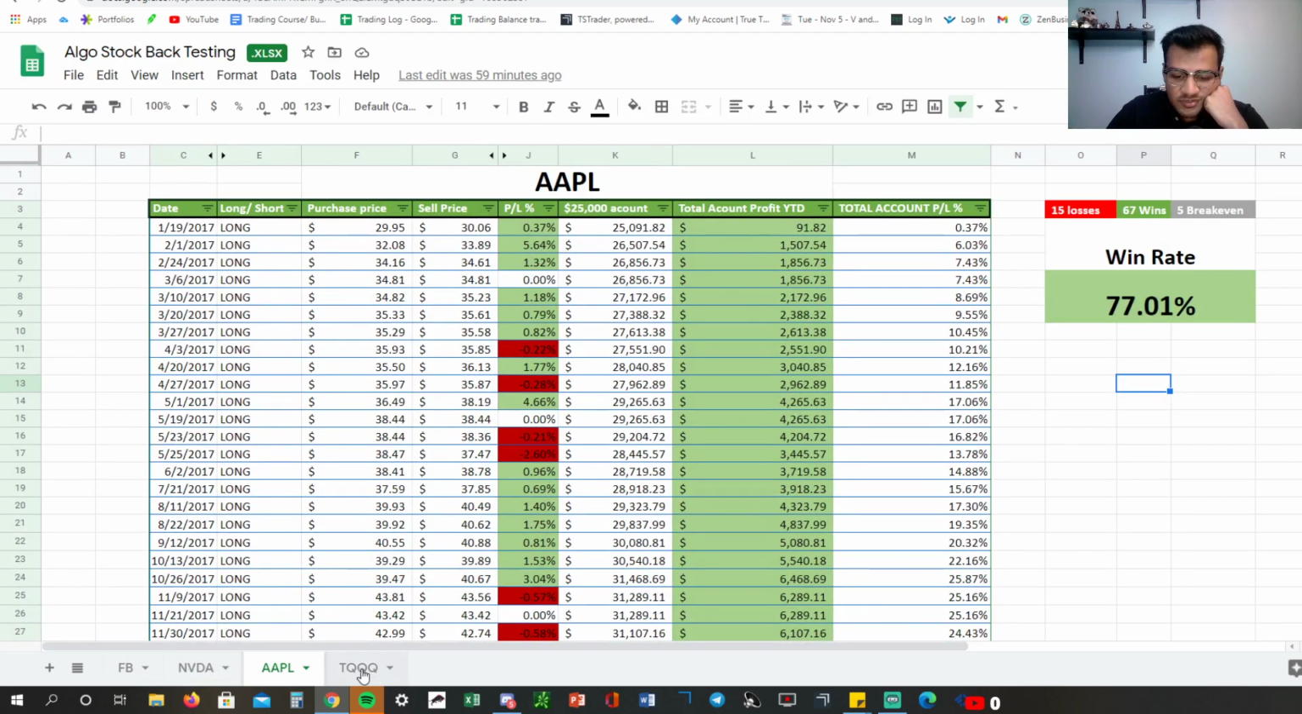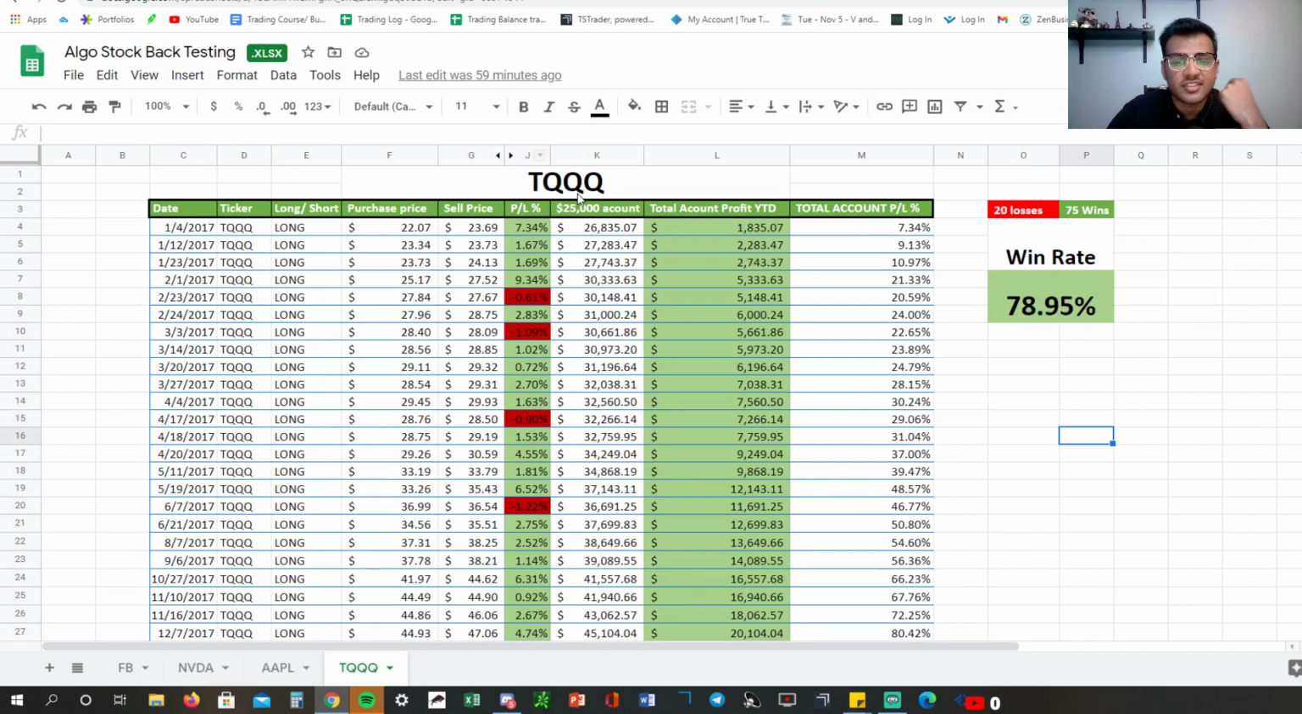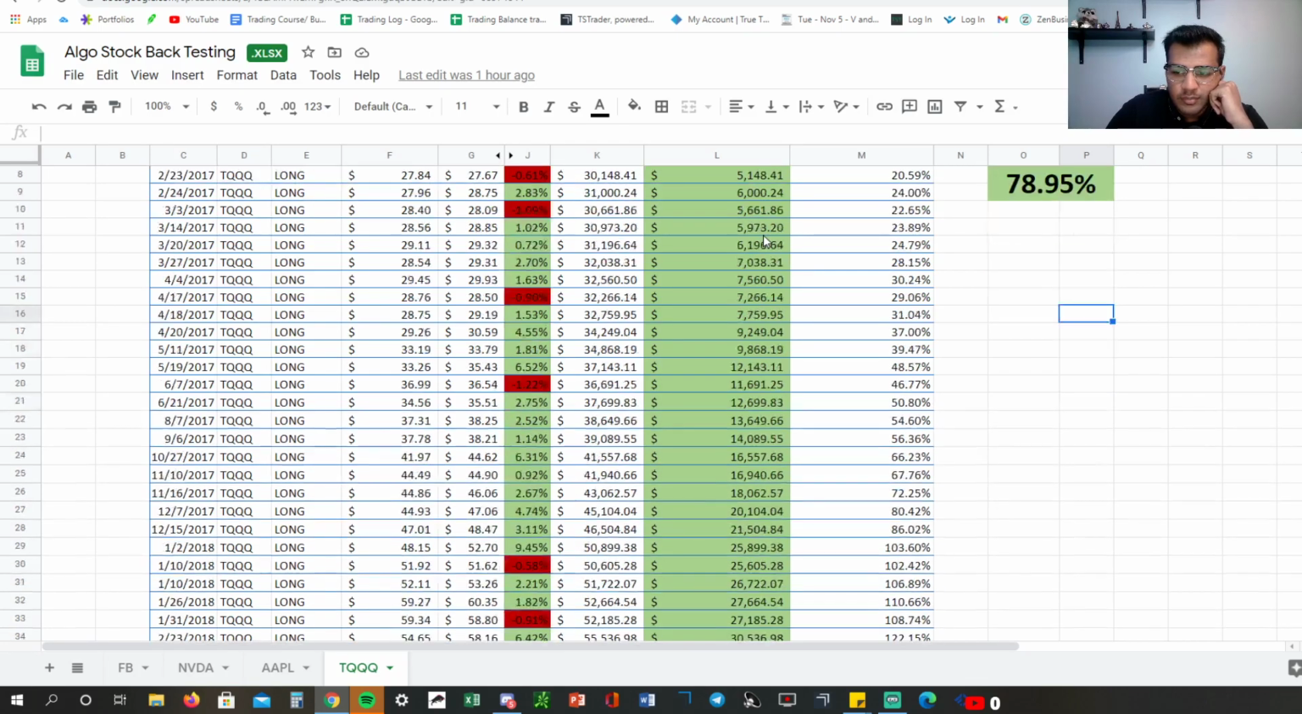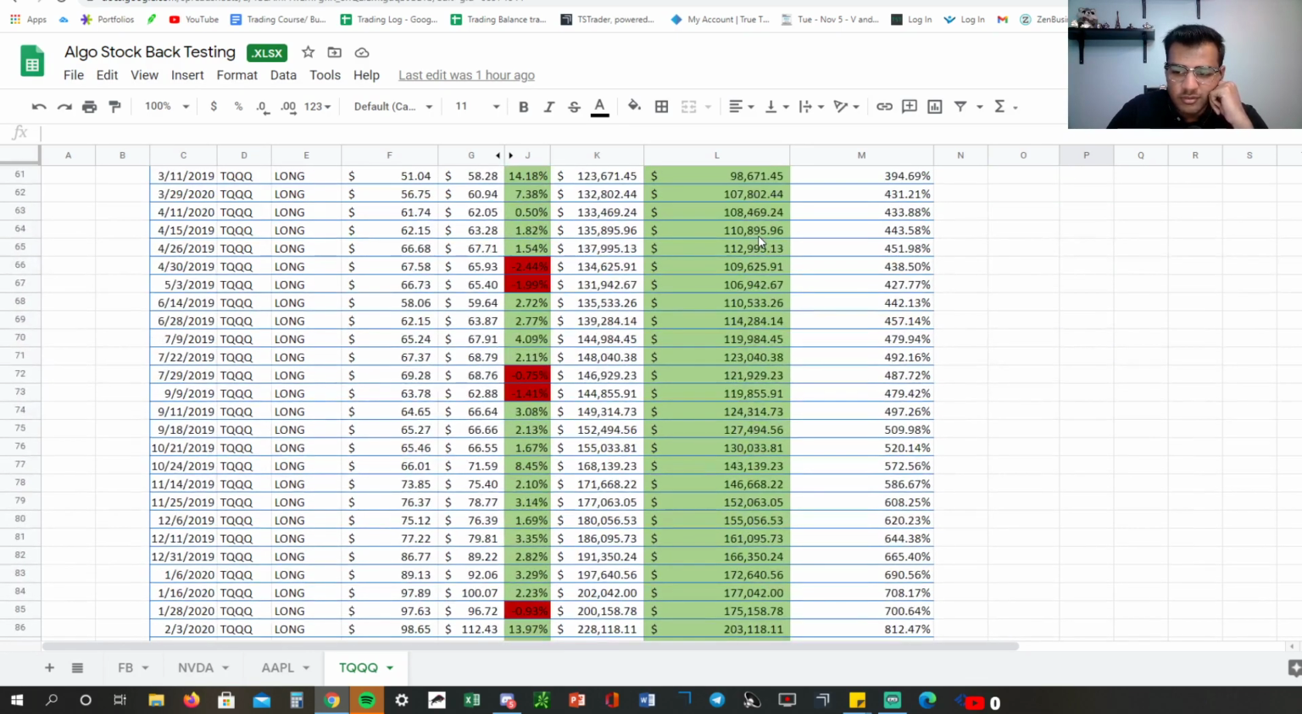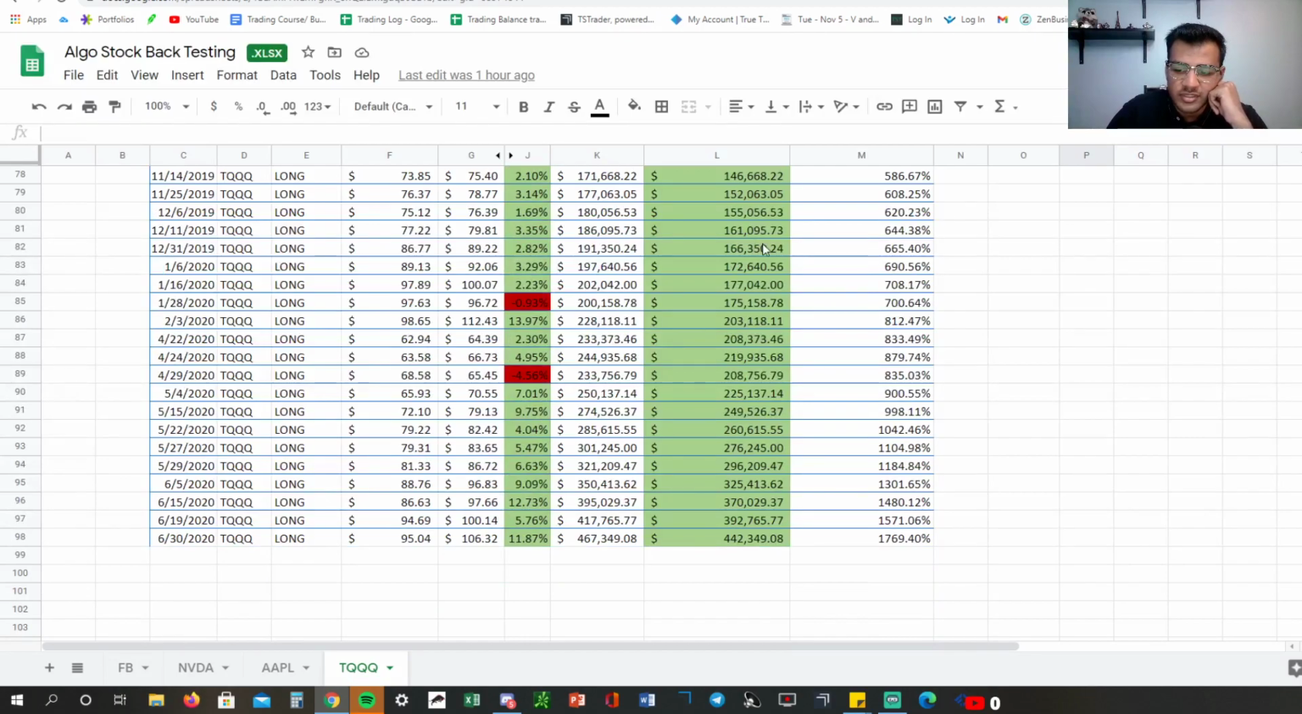And my personal favorite, which I love trading all the time and swing trading the most, is TQQQ. This is a leverage ETF, 3x shares. Definitely look into it if you haven't heard about it yet. But since 2017, boom, this one grew exponentially. It was ridiculous for the past couple years.